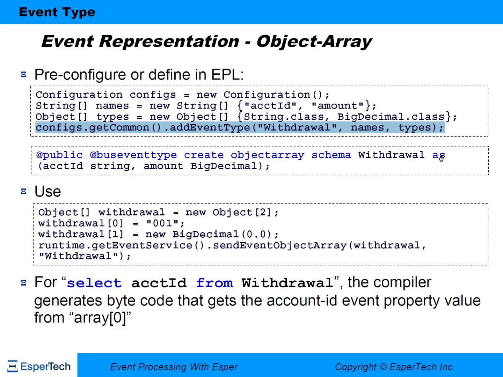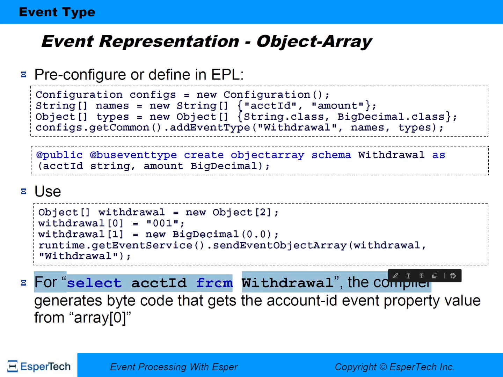To illustrate, see the EPL here that defines the event type. Add public @bus event type create object array schema withdrawal as account ID string, amount big decimal. This code processes object array events. Runtime.getEventService.sendEventObjectArray(withdrawal, "withdrawal"). For select account ID from withdrawal, the compiler generates bytecode that gets the account ID event property value from the array at index 0.